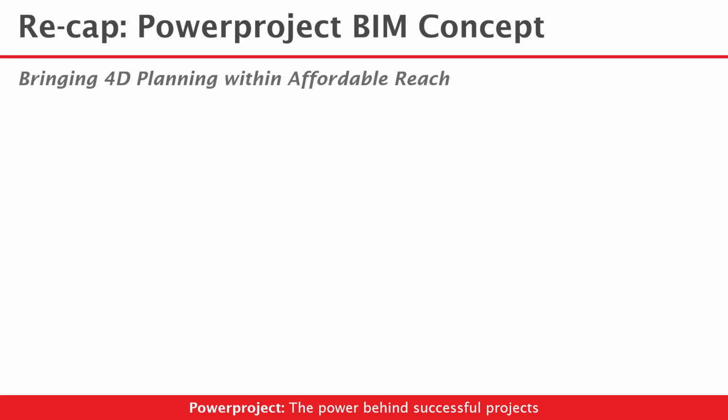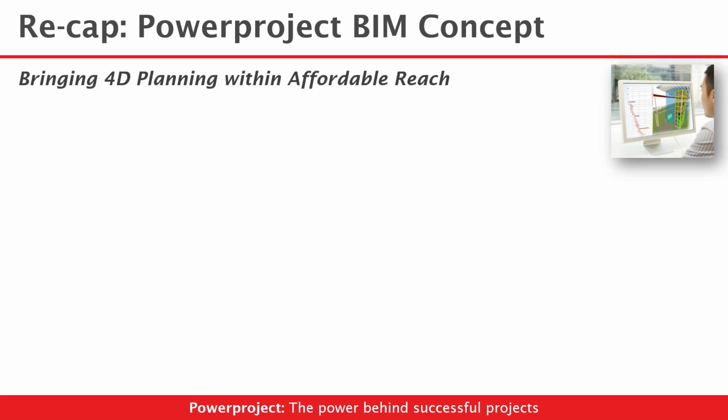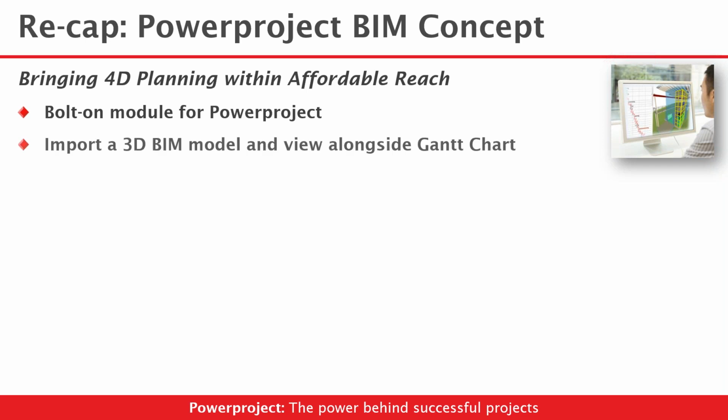Let's just recap on where we got to yesterday. We're talking here about the use of Powerproject BIM and that being a way of delivering 4D planning within affordable reach. 4D planning being the use of a 3D model, combining that with a Gantt chart or some degree of time information and producing that fourth dimension, a time and 3D model together environment. Now you can do that within Powerproject by using a bolt-on module. So you're already familiar with Powerproject, and then you get the extra functionality that relates to this BIM component. You import a 3D model, so you need to get a model from some source or other, normally an IFC format. Show that along the Gantt chart.